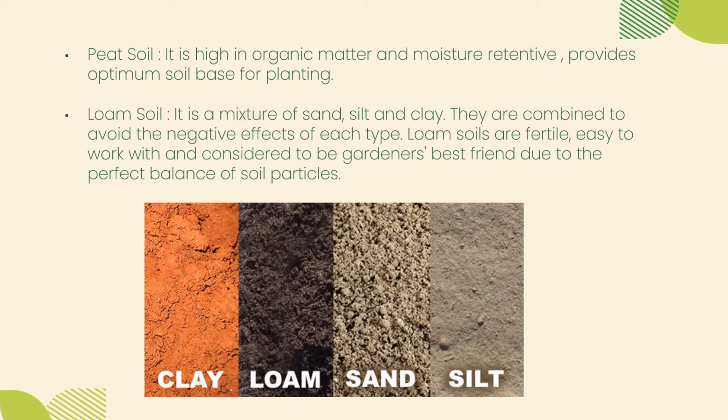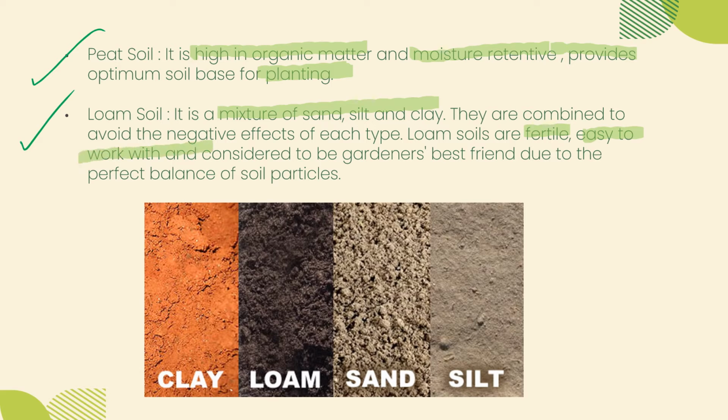Alright, so now we have some more soils, namely peat soil and loam soil. Peat soil is high in organic matter and moisture retentive, and it provides the optimum soil base for planting. That's peat soil. Next we have loam soil, which is a mixture of sand, silt and clay. Now they are combined to avoid the negative effects of each type. So loam soils are fertile, easy to work with, and considered to be the gardener's best friend. Which one is it? Loam soil, because of the perfect balance of soil particles.